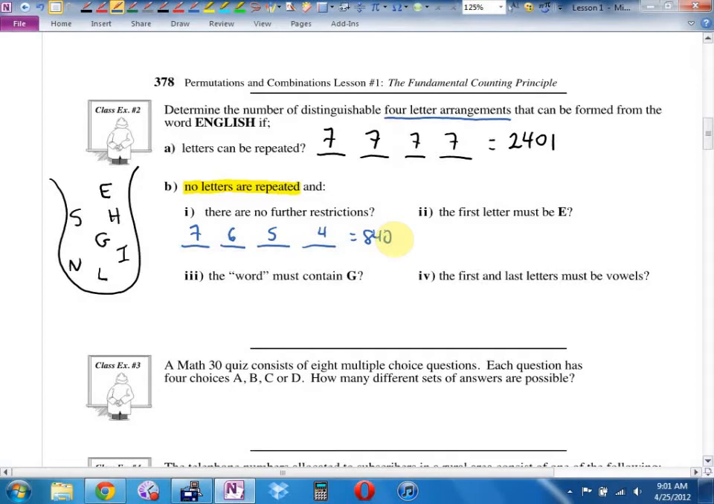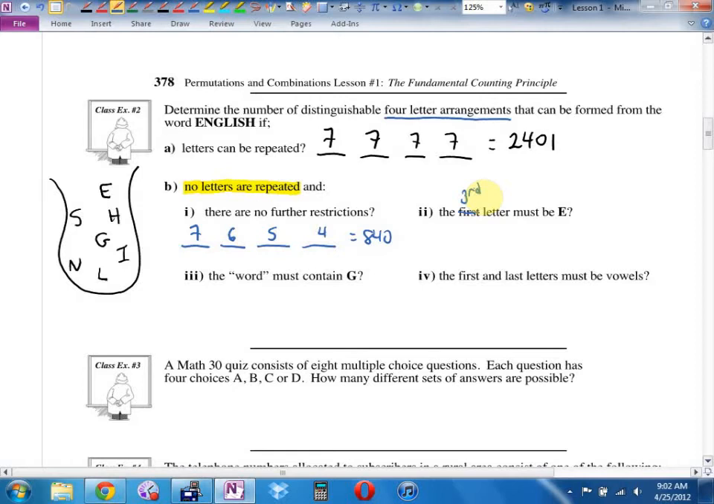Shannon, what does part 2 say? Now, I'm going to ask you to do something. Cross out the word first and make it the third letter, because it actually doesn't matter whether it's the first or the second or the third or the fourth. I'm going to use the same strategy. As soon as they give me a restriction, I don't care where it's located in my little drawing of blanks. I always do it first.